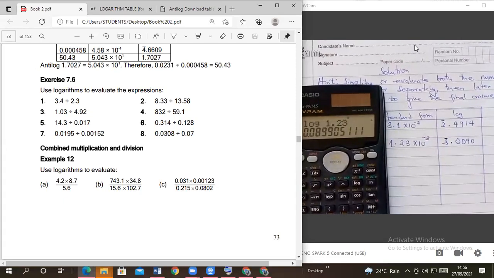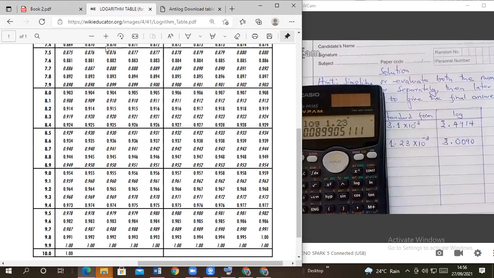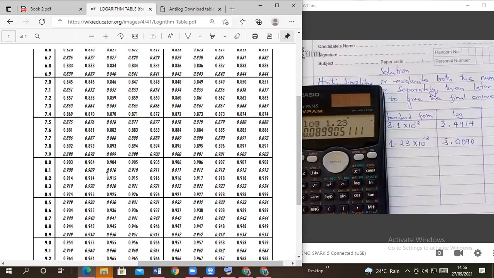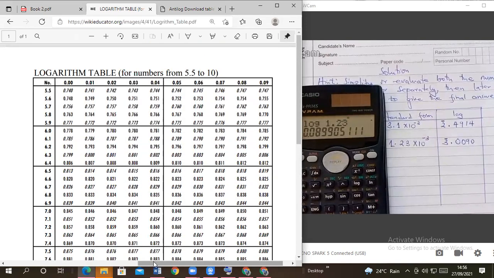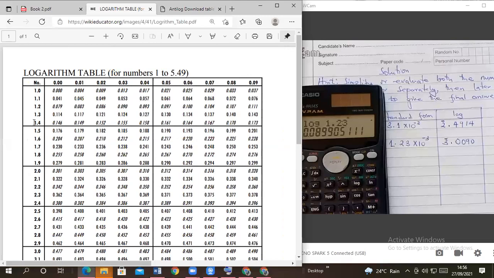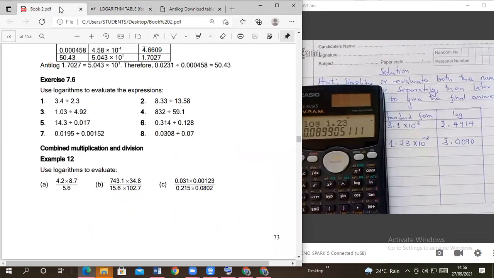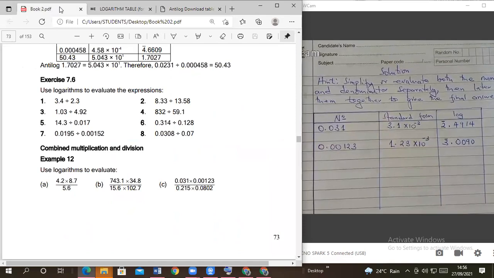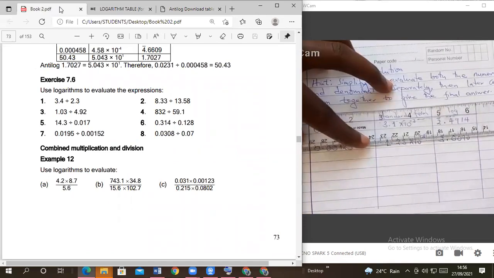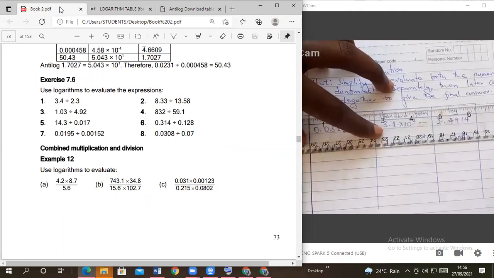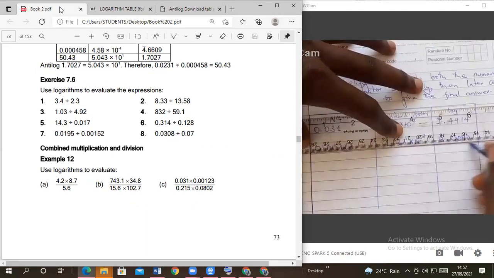9 is 0. Let me show you from the log table here. The number is 1.23. Let's move here. 1.2 under 3. Yes. So you can see that. All right, so we are through with the denominator, not so? Yes. I close that one.